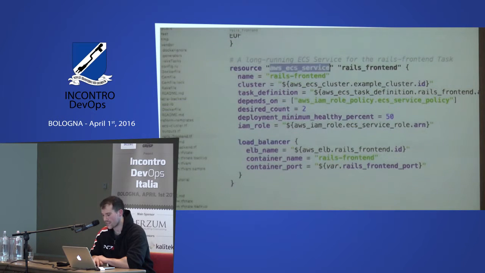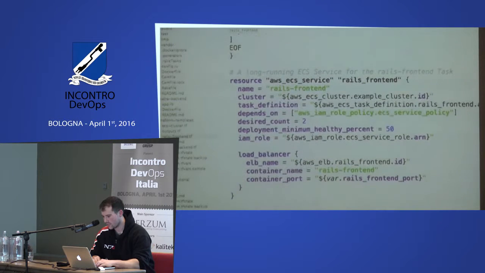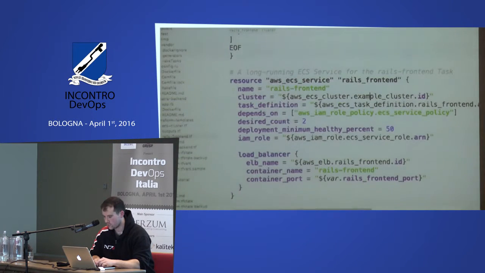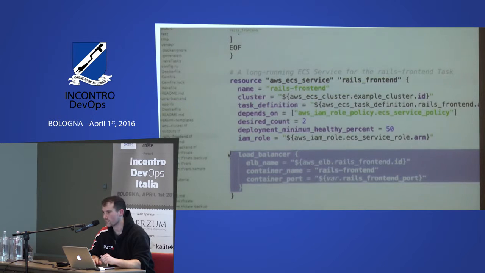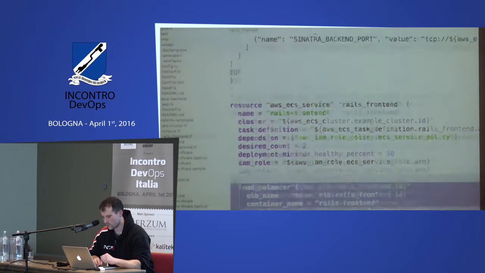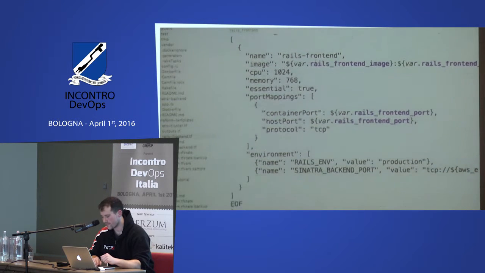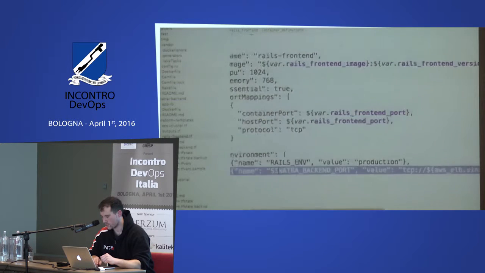I just forgot to show you, this is the actual service definition. So this is what says, I want you to run a certain task, which is the one I showed you here. I want you to run it in a cluster. That's the cluster I showed you earlier. And I want you to run two of them, or whatever number you want to provide. But also in here, I'm referencing the load balancer I created, and that's how it knows which load balancer to register.